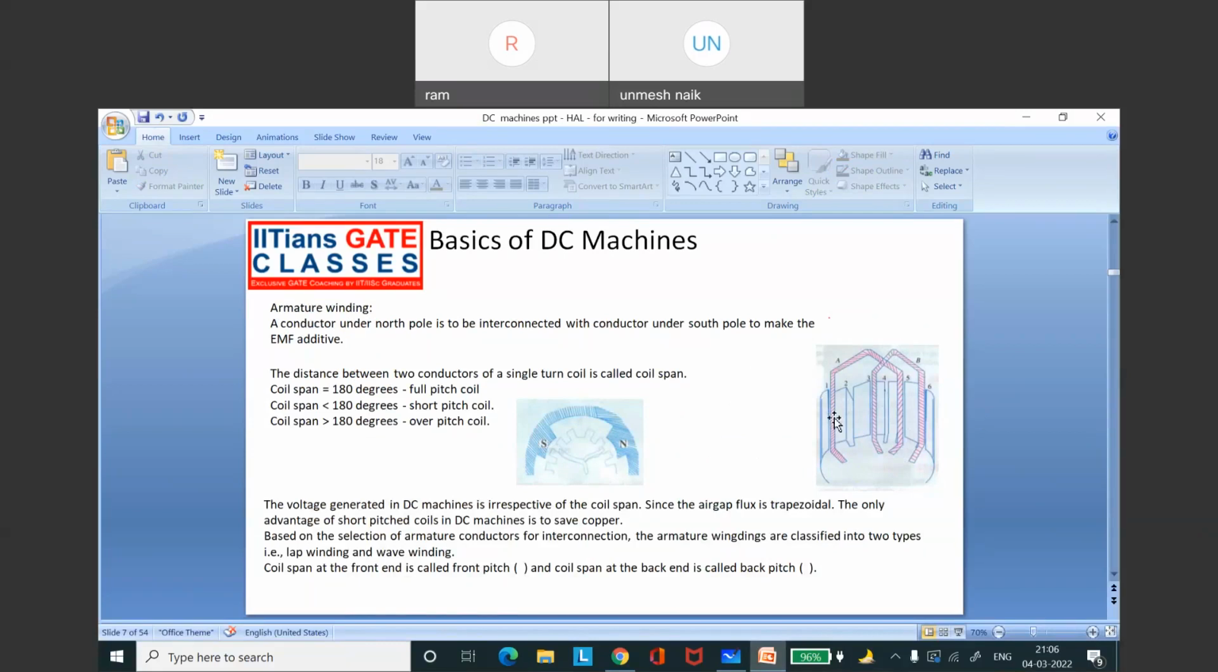Clear, Unmesh? Sir, is this 180 degrees mechanical or electrical? The mechanical. And it's also electrical because the induced EMFs are opposite to each other. Here it is mechanical, just for representation. If you see these two coils, they're at opposite ends.